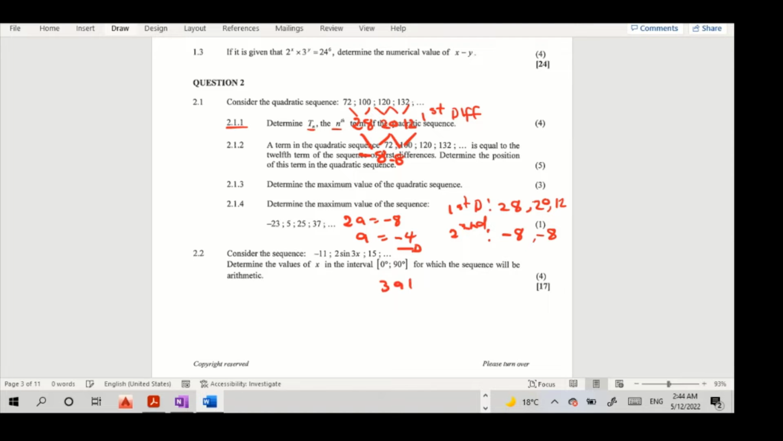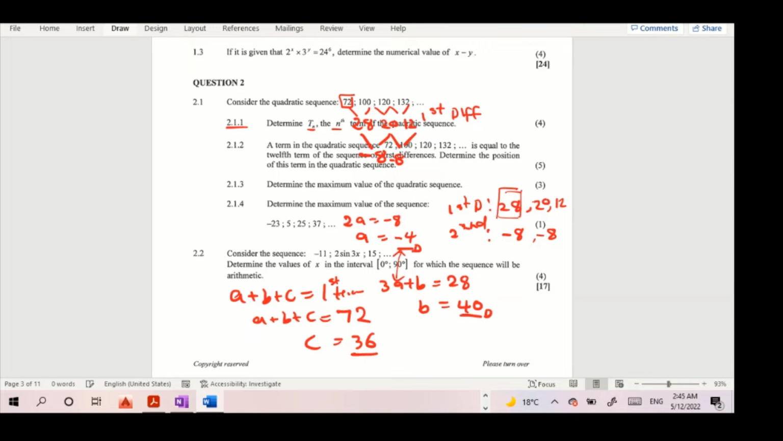And then 3a plus b will be equal to the first term of your first difference, which is 28. You know your value of a, so you substitute it, and your b value should give you 40. And then a plus b plus c should be equal to the first term of the sequence, which is 72. Then your c value should give you 36 once you substitute your b and your a, which you found previously.